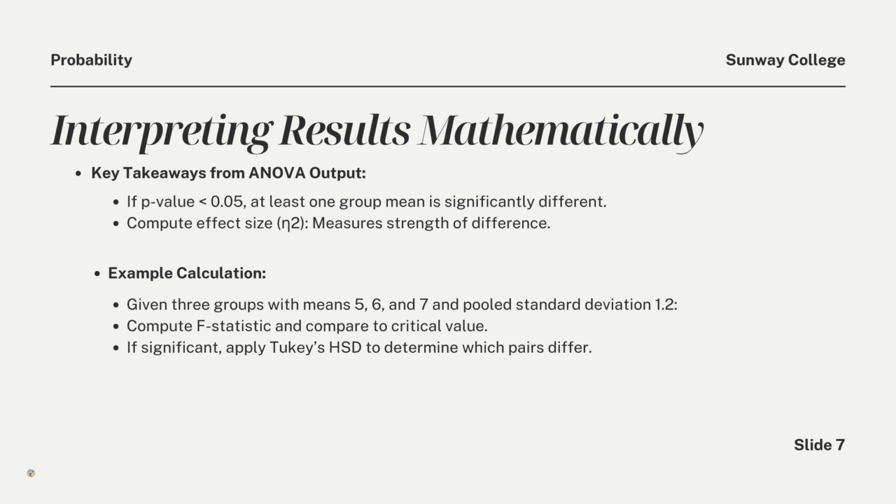Let's say we have three groups, with means 5, 6, 7 and a pooled standard deviation of 1.2. We can compute the F statistic and compare it to the critical value. If significant, we can then apply Tukey's HSD to determine which pairs of groups differ. In summary, we will revise what we learned from this video.